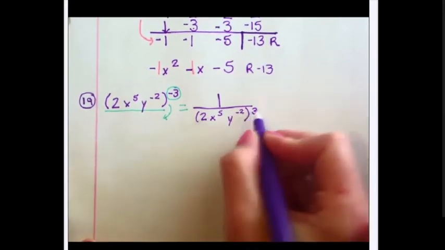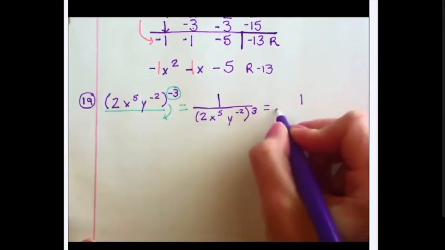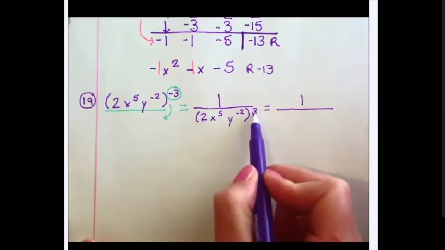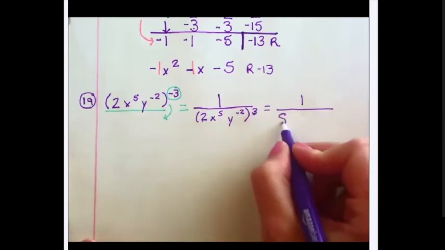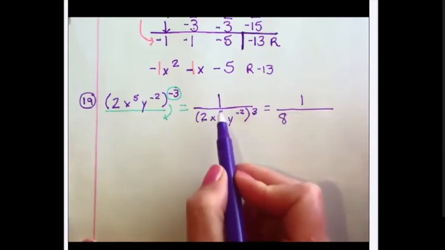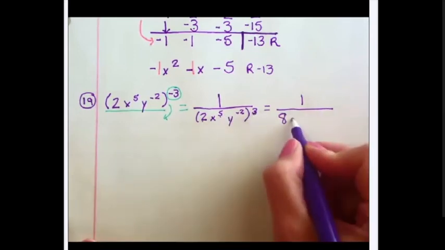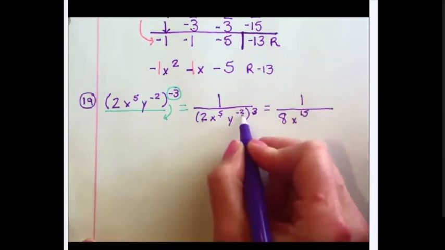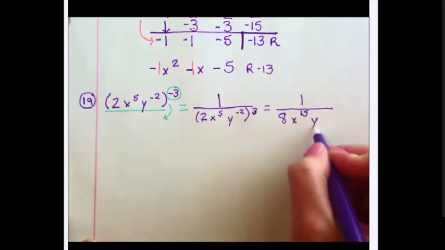So 2 cubed, I'm going to leave that 1 on top. We'll address that if we need to. 2 cubed is 8. And remember, when we raise a power up to another little power, we multiply. So 5 times 3 is x to the 15th. And y to the negative 2, we've got negative 2 times 3, is y to the negative 6.